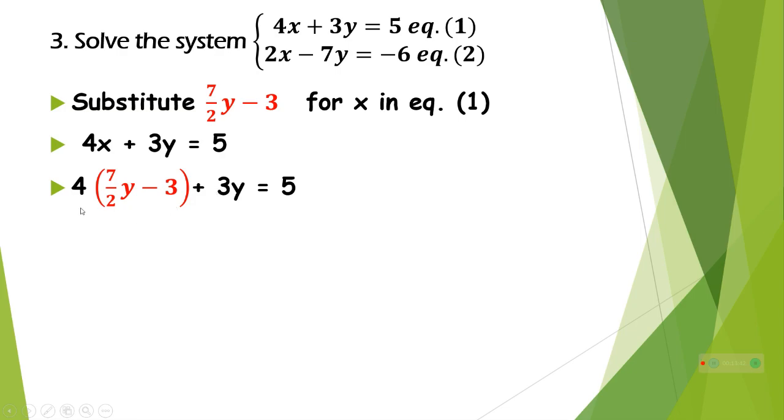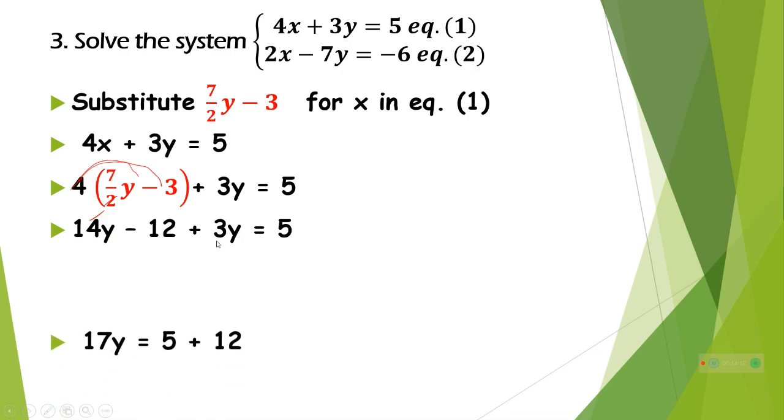And then you are going to continue solving. So you will have 14y minus 12 plus 3y equals 5. Where do we get this? So we have to use cancellation first. So we have 4 divided by 2 is 2 times 7 is 14. Then using the distributive property also here, 4 times negative 3 is negative 12. So that's why you will have 14y minus 12 plus 3y equals 5.